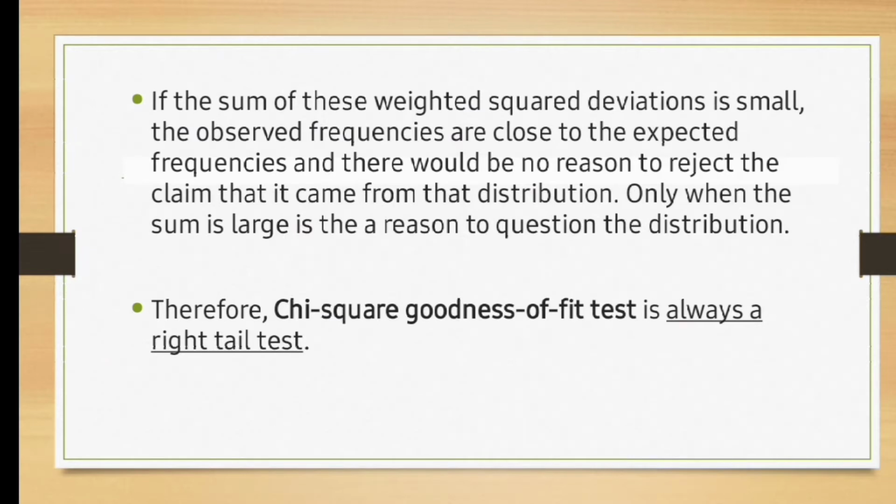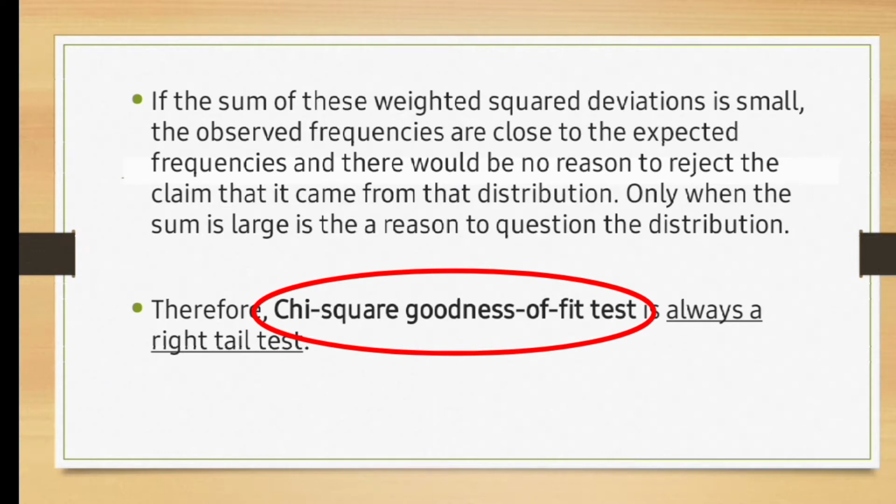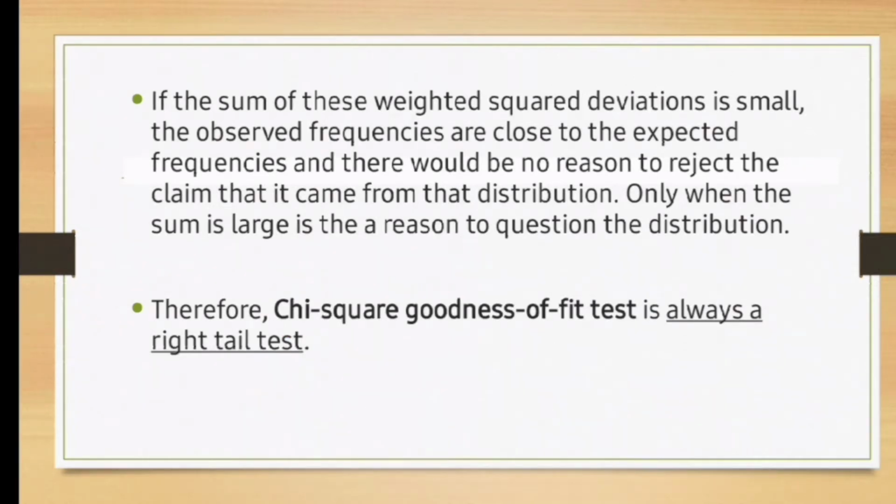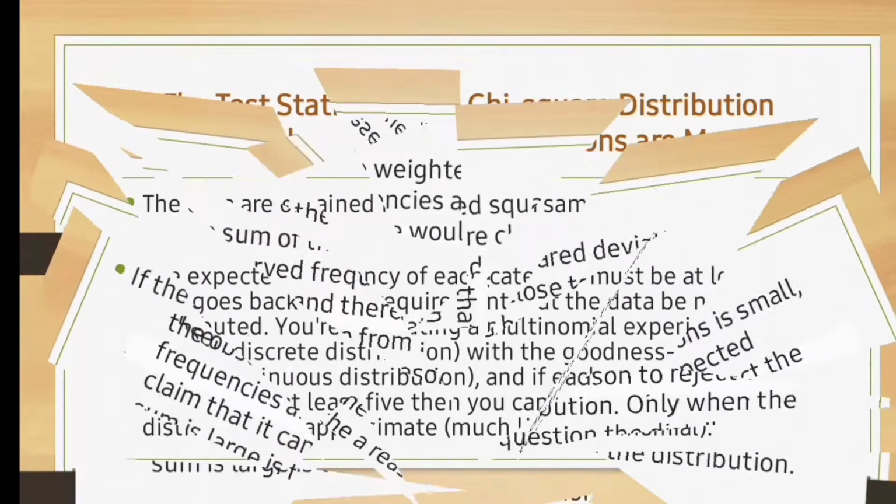And if the sum of these weighted square deviations is small, the observed frequencies are close to the expected frequencies, and there would be no reason to reject the claim that it came from that distribution. Only when the sum is large is there reason to question the distribution. Therefore, the chi-square goodness of fit test is always a right-tail test. I'm going to discuss further later on why it is always a right-tail test.